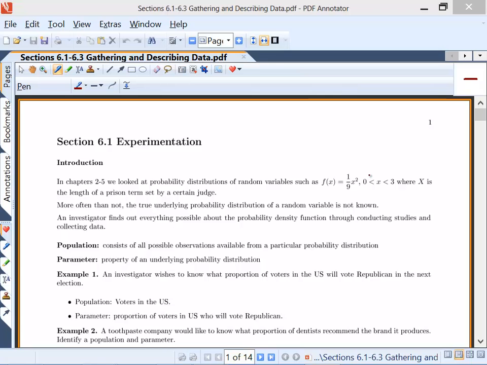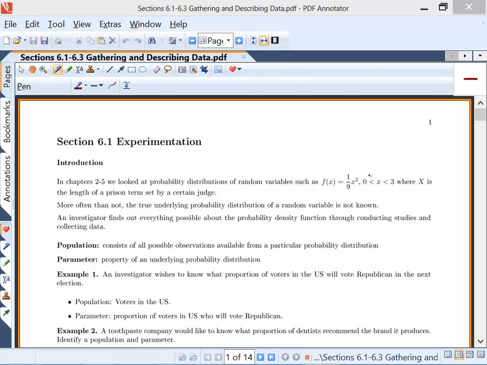So we are today starting section 6.1, which is where we're going to talk about, or chapter 6 is where we talk about gathering and describing data. Lots of times, if I teach the level below this, we do this topic first, and then do probability. But in this book, we've done probability first, and now we're going to talk about gathering and describing data.